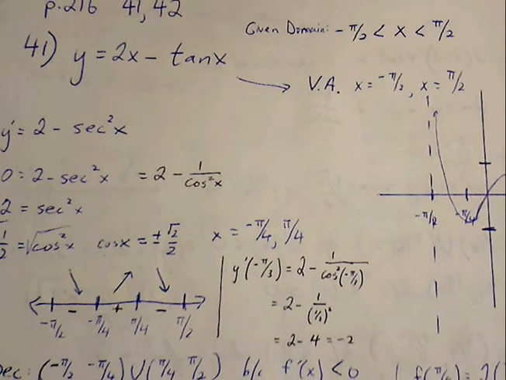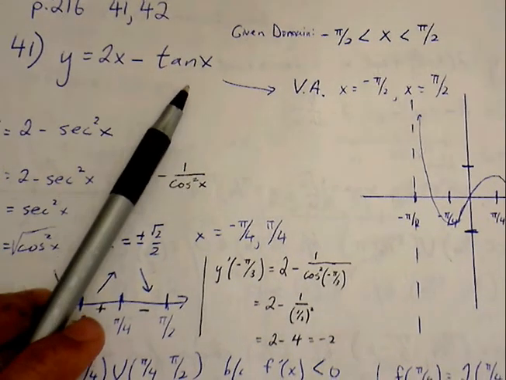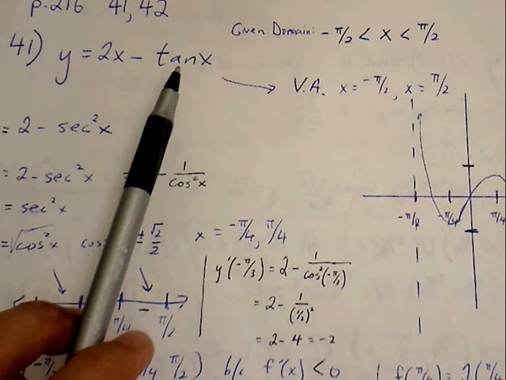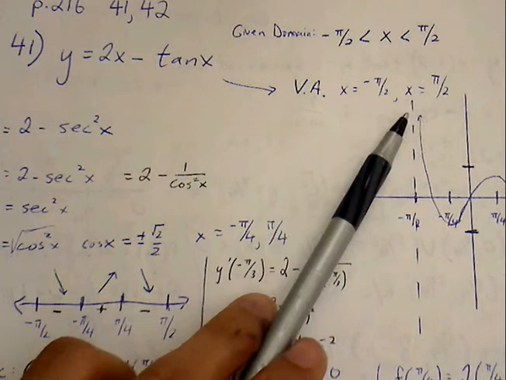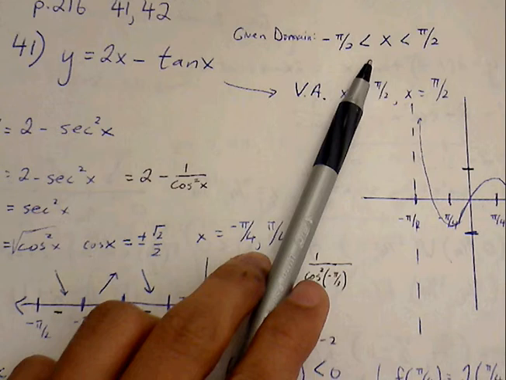Okay, so first we look at our function y is equal to 2x minus tangent of x. Okay, let's consider properties about tangent of x. We know that there's a vertical asymptote at negative pi over 2 and at pi over 2, and that is also going to be the restriction for our domain as well.